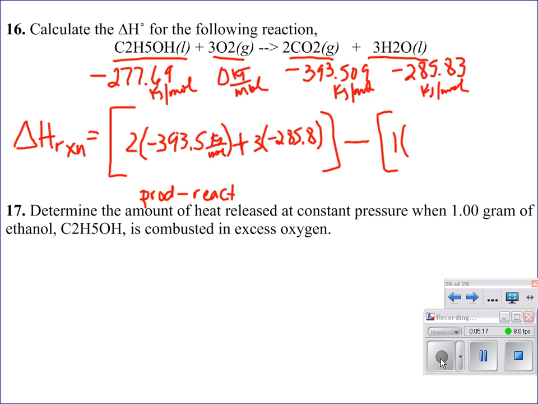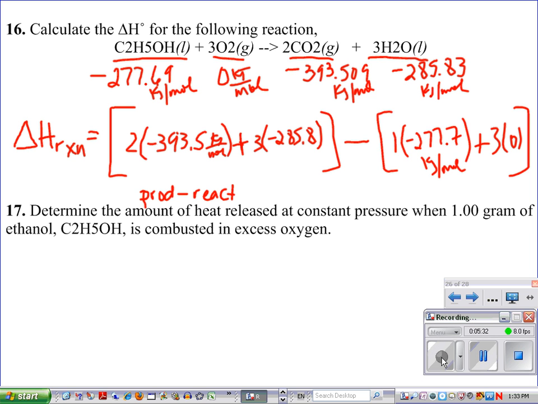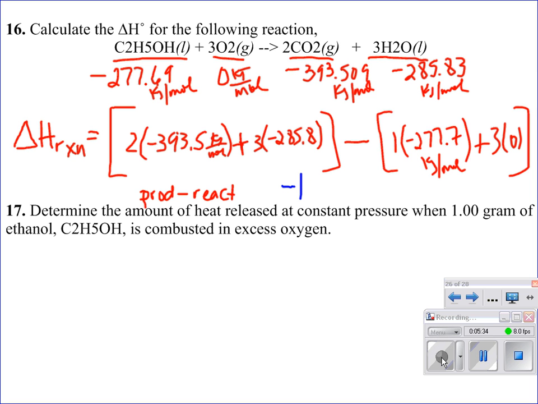That's products minus my reactant. I have 1 ethanol, 1 mole of ethanol. What do I do about that H2O? 3 times 0. So go ahead and solve. All right, so our answer is negative 1,367. Now, our answer is kilojoules per mole.